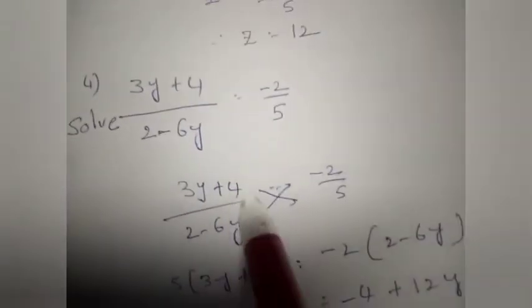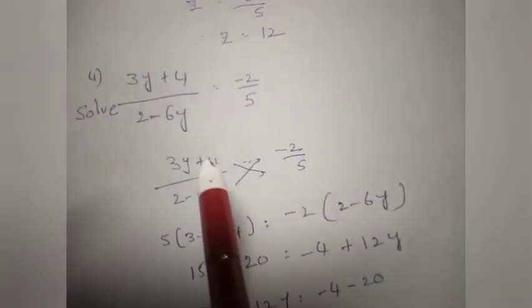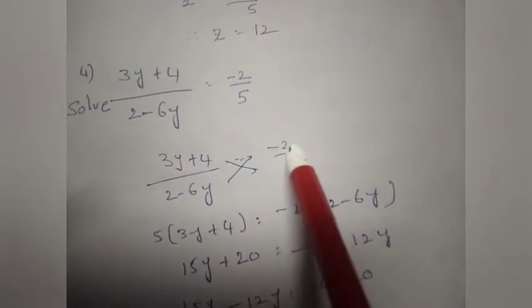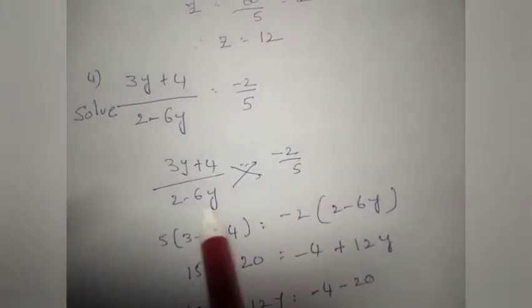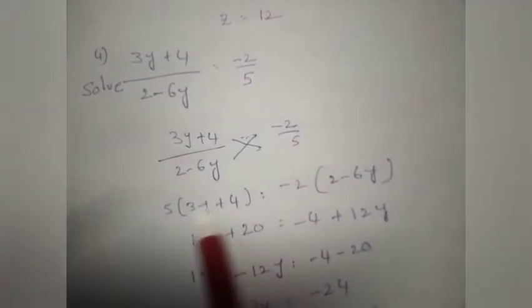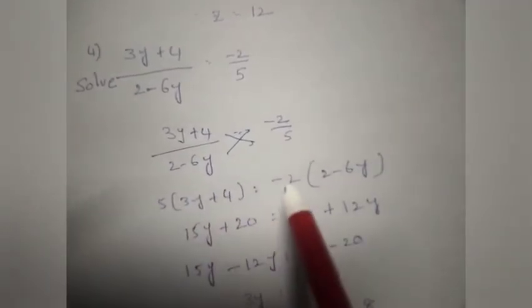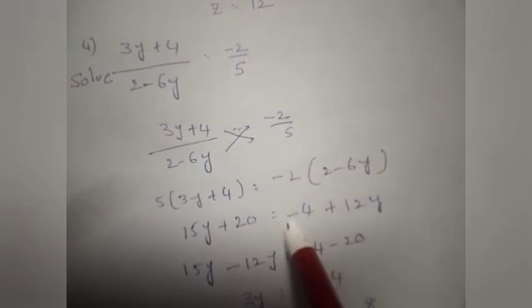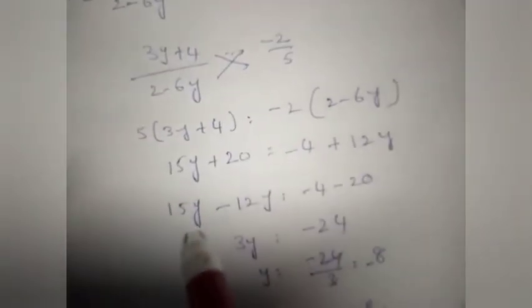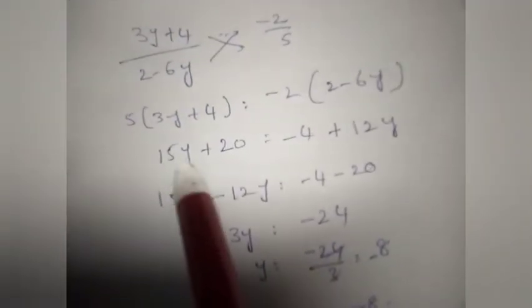By cross multiplication, we have to multiply these two. That is 5 into 3y plus 4 is equal to minus 2 into 2 minus 6y. 5 3s are 15y plus 5 4s are 20 is equal to 2 2s are 4, that is minus 4. Minus into minus becomes plus. 2 6s are 12y. Now bring all the y terms to one side and constants to the other side.